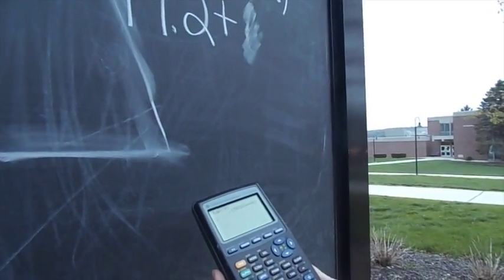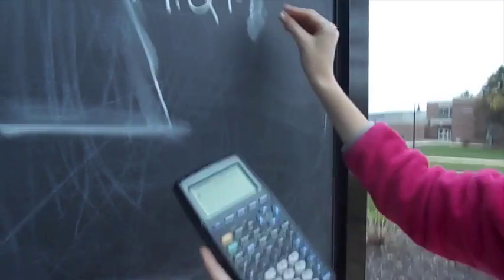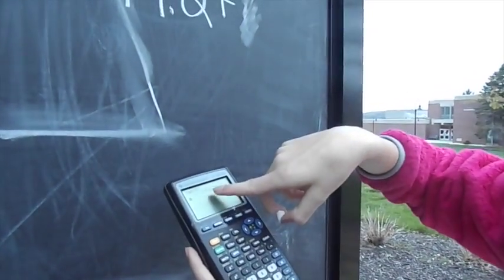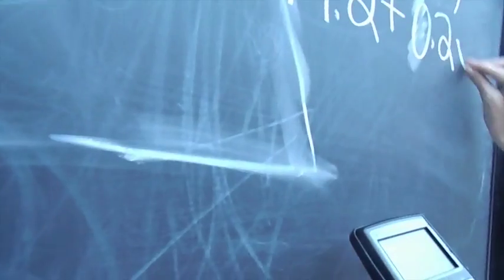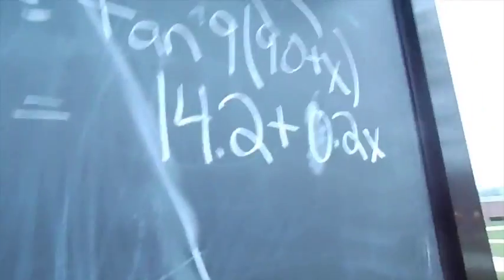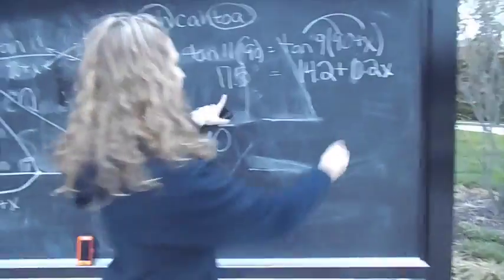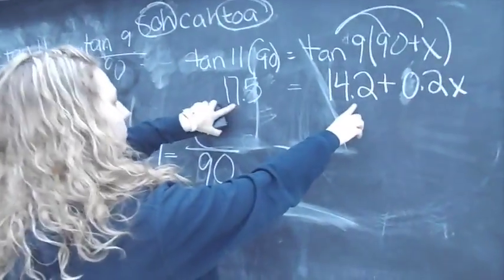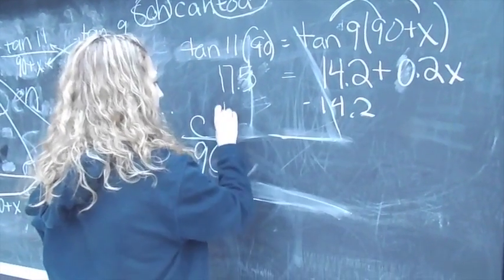All right, that's 0.1. Well, 0.2, because we're going to round. So that equals that. Yep. I'll take it from here. So, all right. Now we have these two, which are the same. So we're going to subtract 14.2 from both sides.